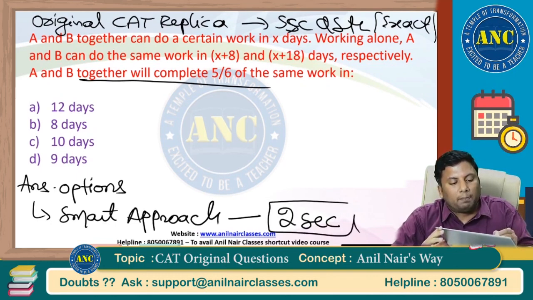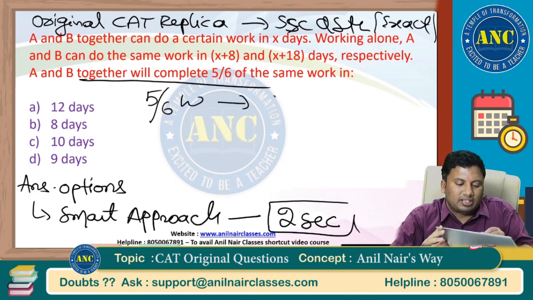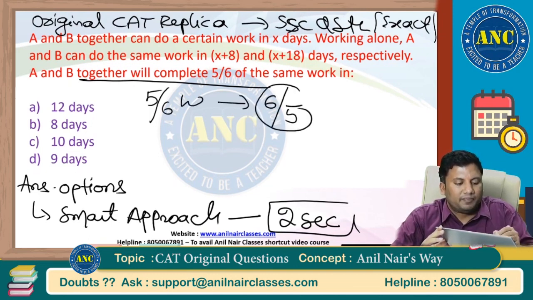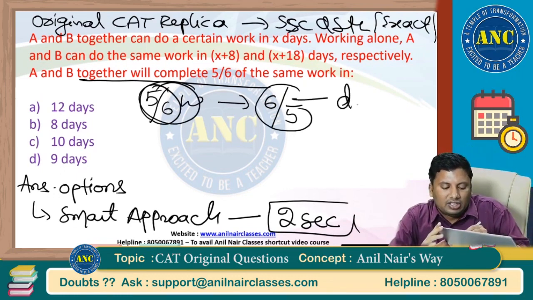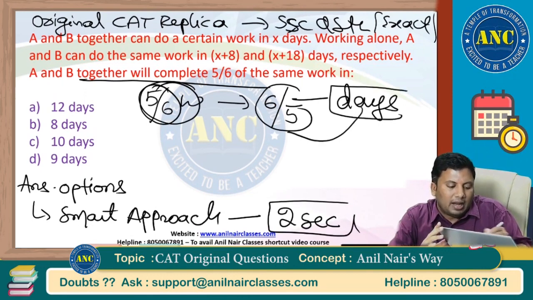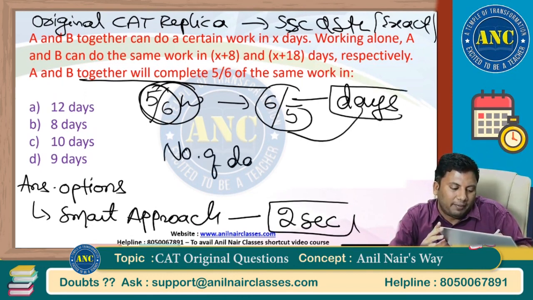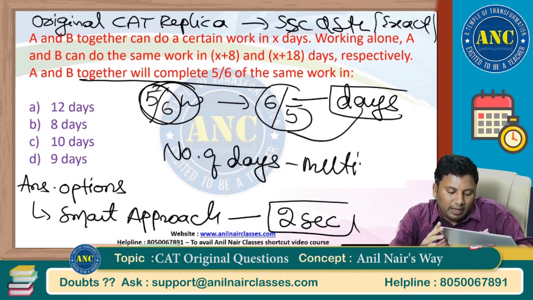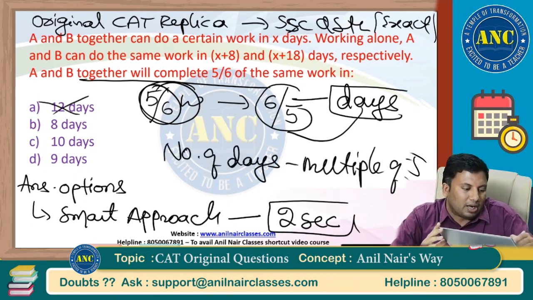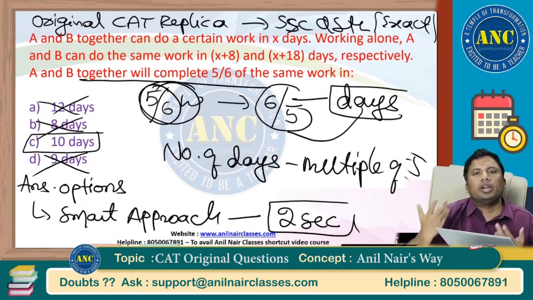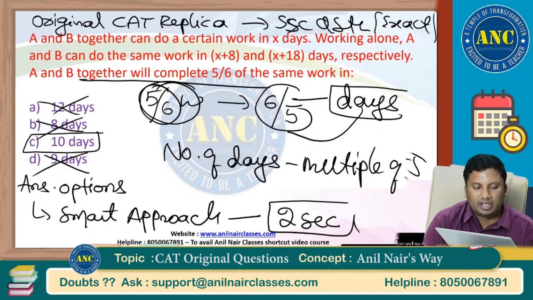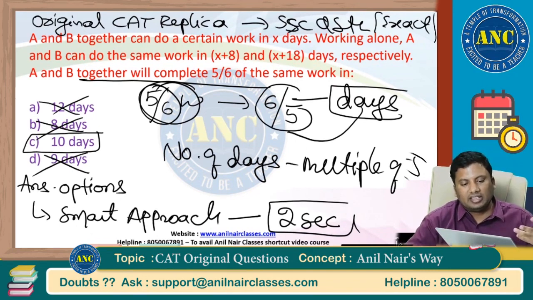A and B can complete 5/6 of the work. That means he will take 6/5. 5/6 of the work, he will take 6/5 of the number of days. The number of days should be a multiple of 5. Among the answer options, 12, 8 and 9 are out. The answer is nothing but 10. You don't need to do anything. 5/6 of the work means days will become 6/5. I hope it is clear.